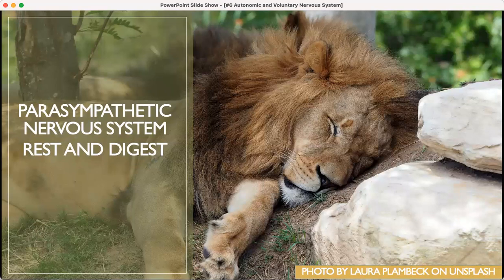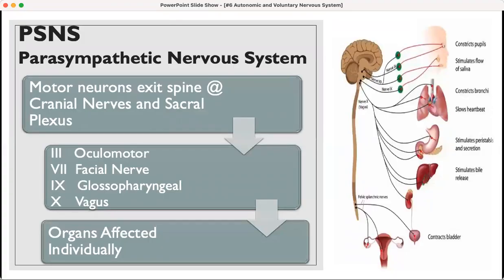The parasympathetic nervous system, in contrast, is just preparing that rest and digest mode. The places where the efferents exit the central nervous system are the cranial nerves, specifically the cranial nerves 3, 7, 9, and 10. And they're affecting these organs differently. And they're also coming out of the sacral plexus as well.